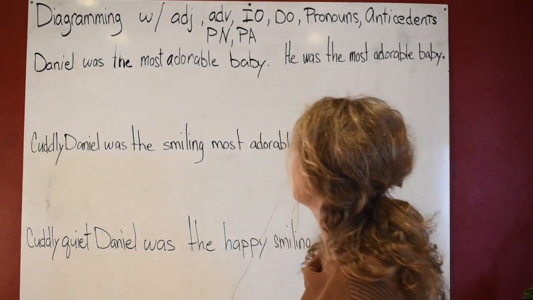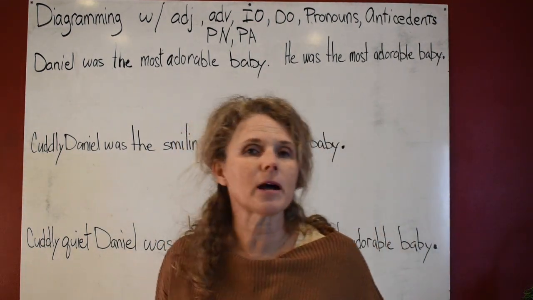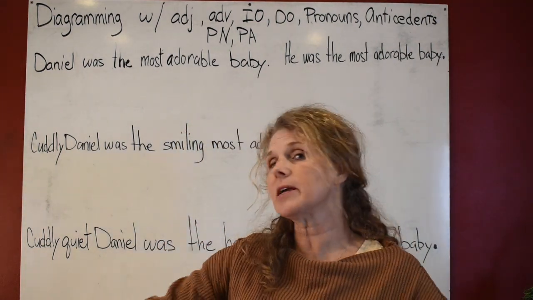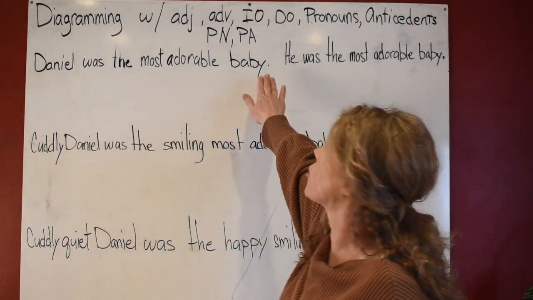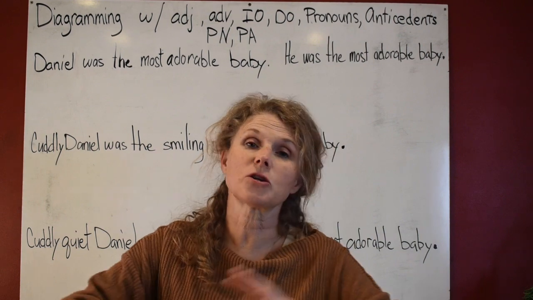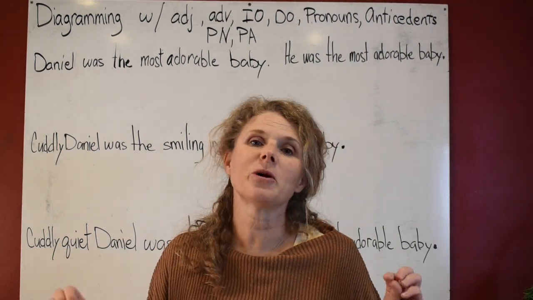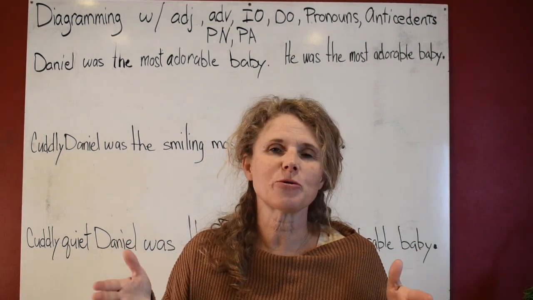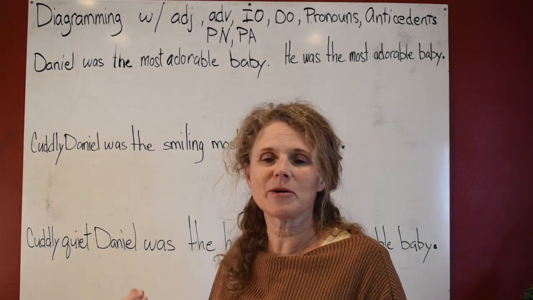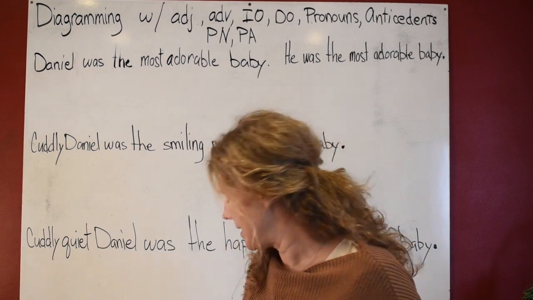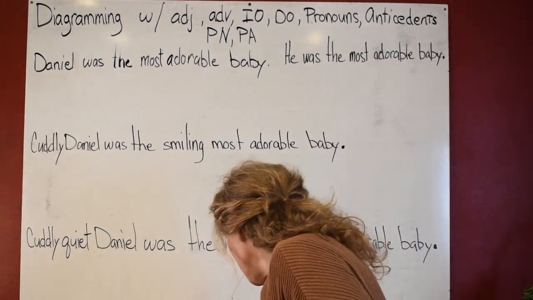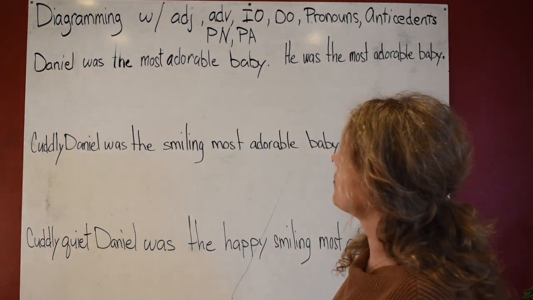Okay, so let's go ahead and go to the first sentence, and I made up some corny sentences. They're easy, simple sentences. So we have: Daniel was the most adorable baby, which is completely true. He was seriously the cutest baby in the world. I'd take him to the store and he would make everybody smile because he smiled at everybody. Anyways, so let's go ahead and diagram that.